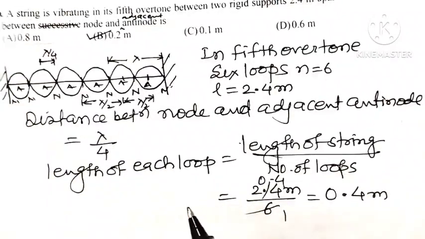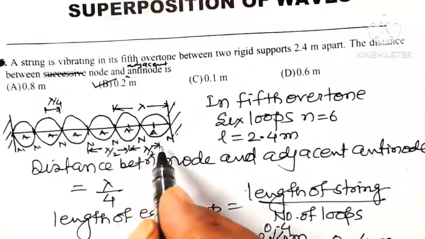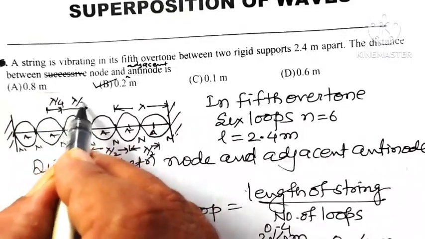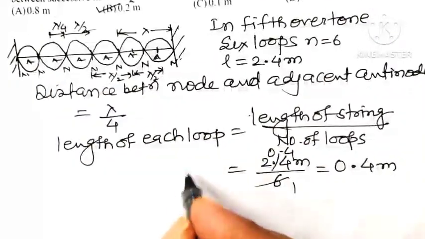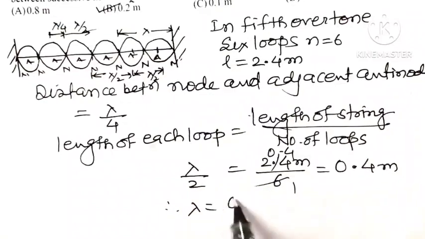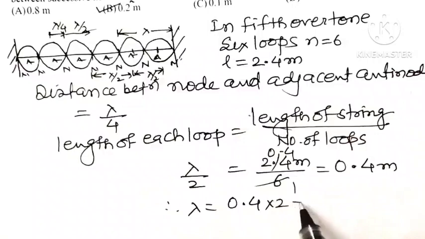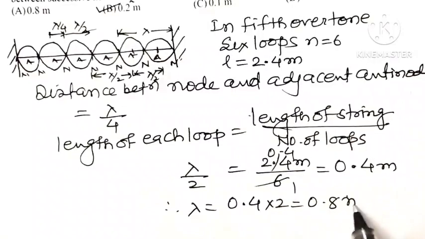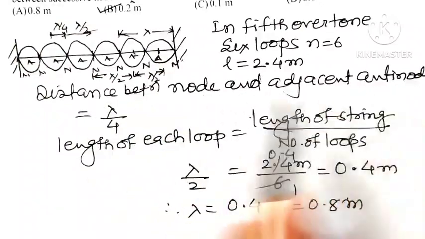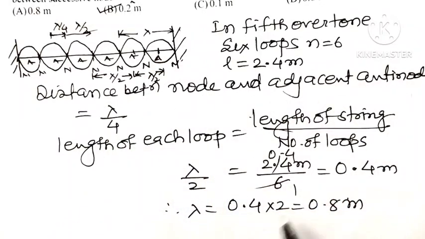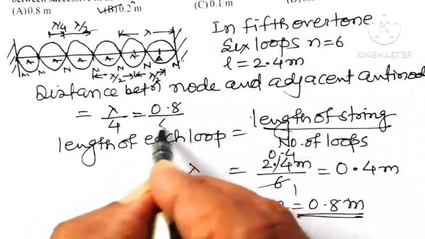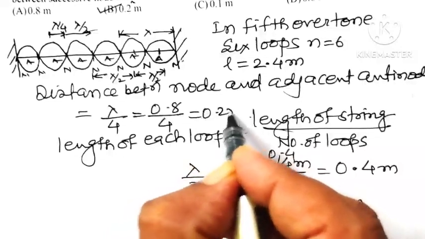But what is the length of a loop? See here, what is the length of this loop? Length of each loop is equal to lambda by 2. So lambda by 2 is equal to 0.4 meter, therefore lambda is equal to 0.4 into 2, that is 0.8 meter. And we want to find out the distance between node and adjacent antinode, which is lambda by 4. As lambda is 0.8, this is 0.8 divided by 4, that is 0.2 meter.